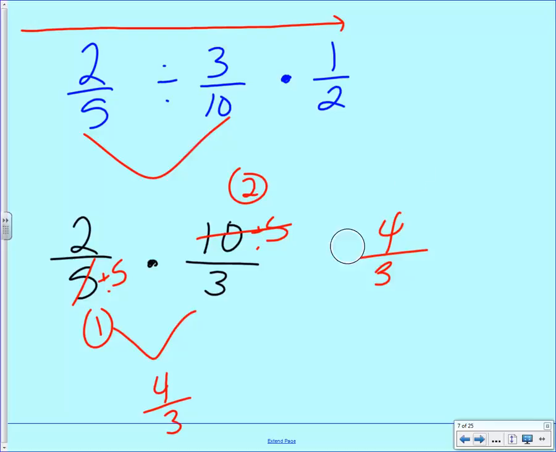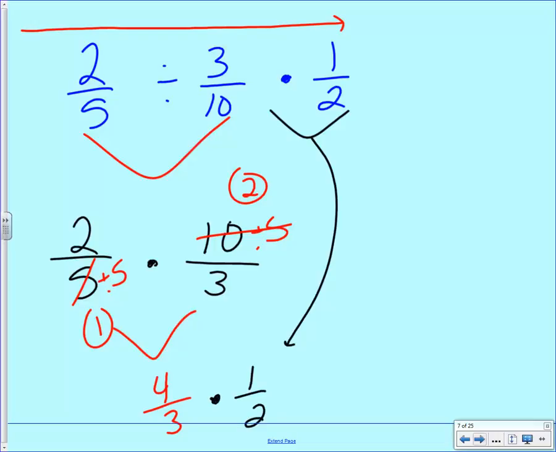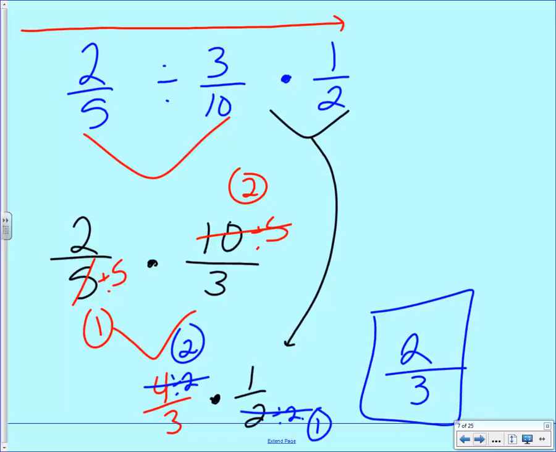Okay, what have I not used? Well, I've not used this multiplying by 1/2 right here, and I'm going to bring it down. So times 1/2. This is not a keep it, change it, flip it, because it's multiplication already, so you do not have to do that. But I am going to simplify by dividing by 2 in both of these diagonals. And I have 1 and 2 here. As I multiply across the top, 2 times 1 is 2, and 3 times 1 is 3. So this final answer for this problem is 2/3.